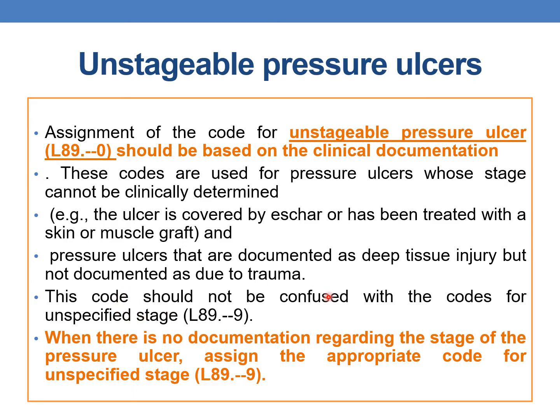And this code should not be confused with codes for unspecified stage. Whenever, in simple terms, if the physician does not document the stage, you should not code unstageable pressure ulcer. You should simply code unspecified stage. Only when the physician documents he cannot clinically determine the stage, then only you need to code the unstageable pressure ulcer. And when there is no documentation regarding the stage of the pressure ulcer, assign the appropriate code for unspecified stage.